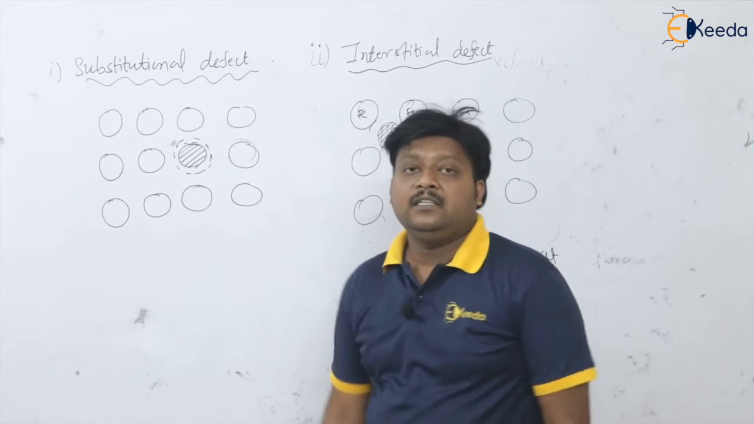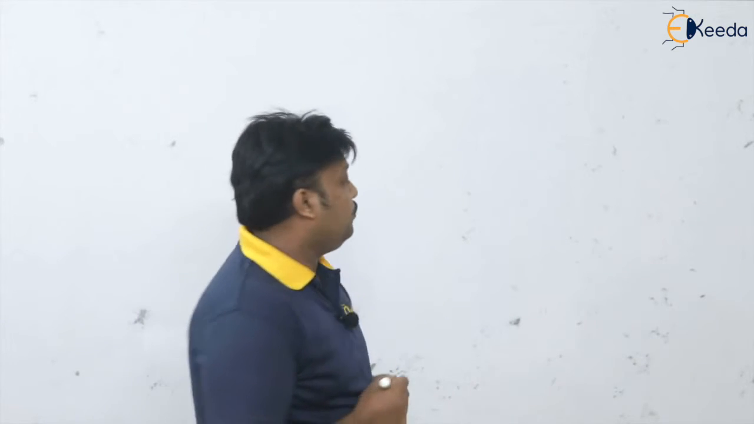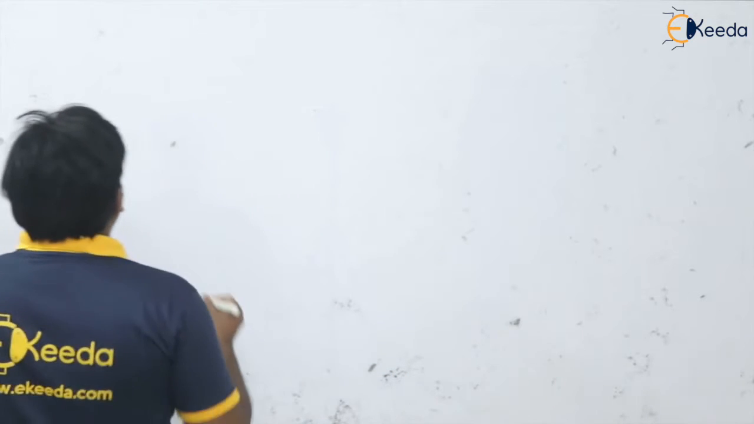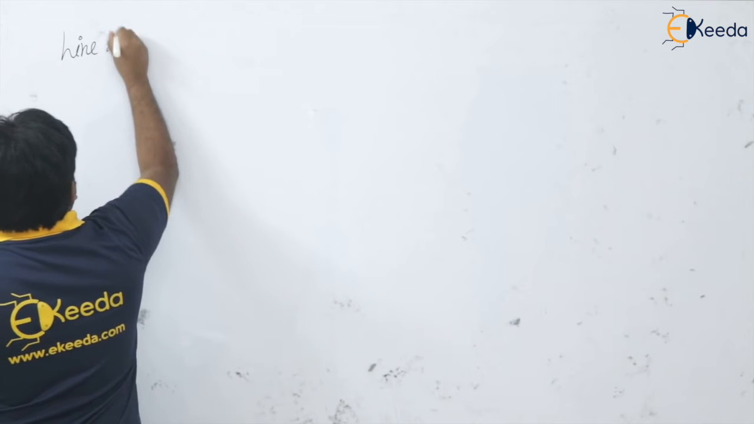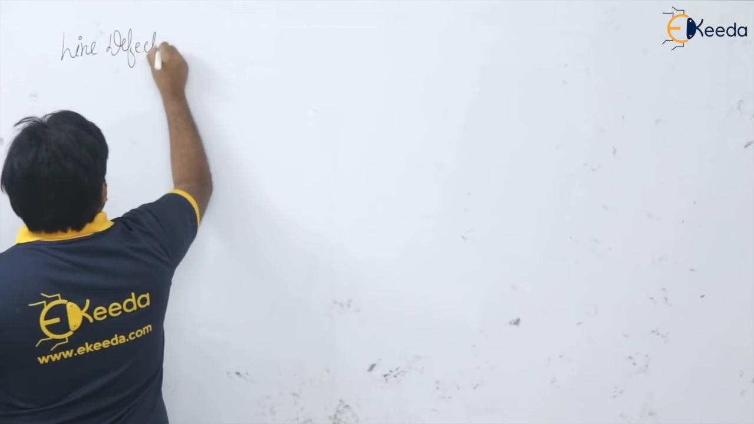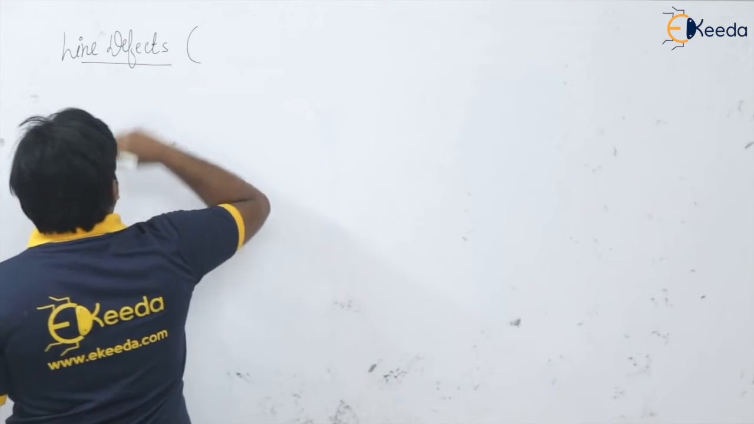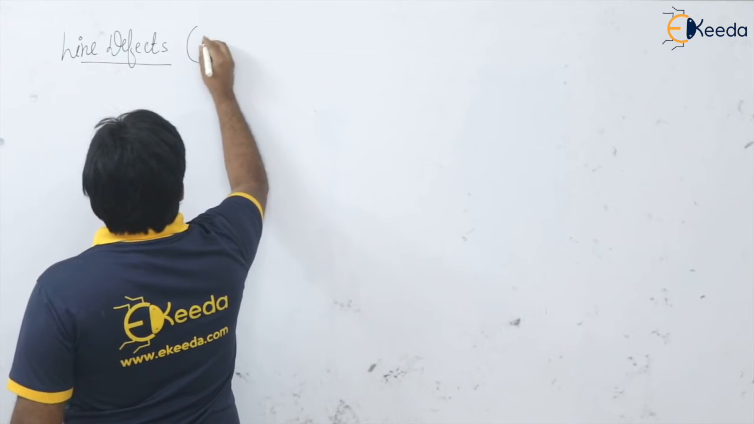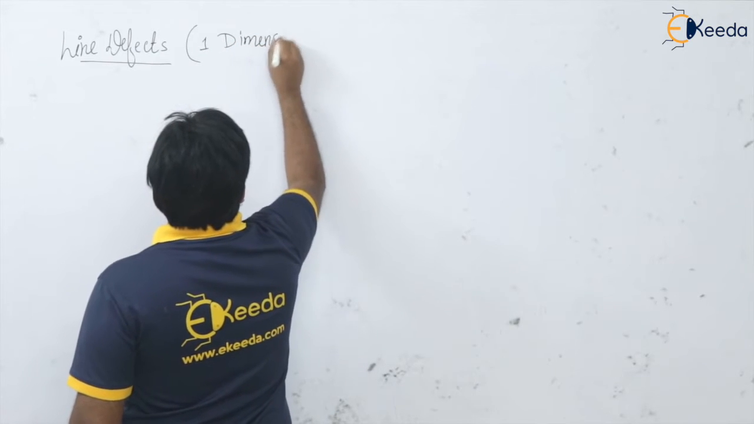So these are the point defects we have seen. Now let us see what are the next defects after the point defects. So of course we are going to see here the line defects, which are also known as the one-dimensional defects.